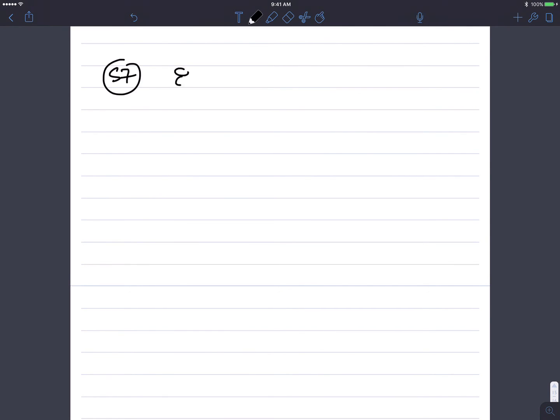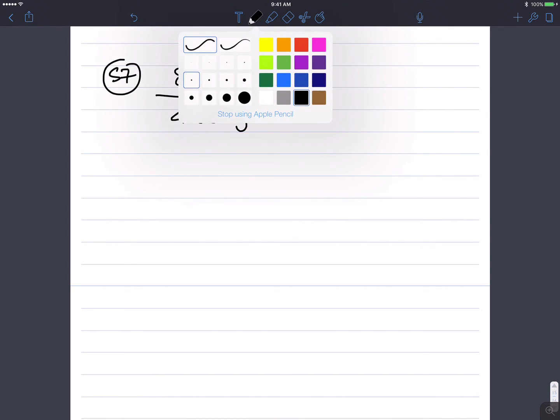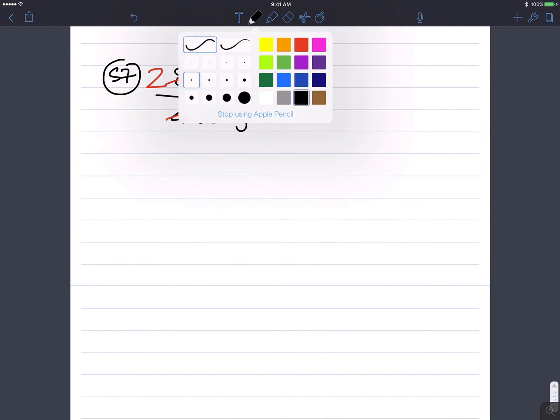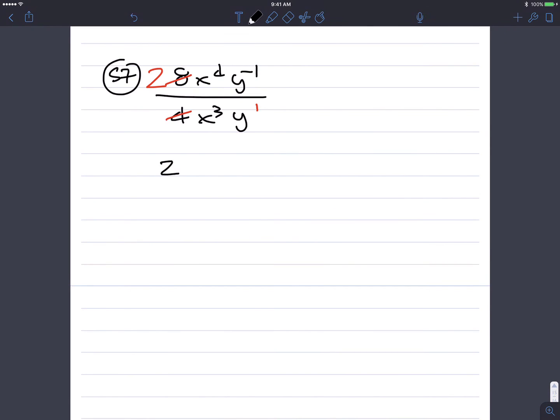Where we have 8x to the 4th, y to the negative 1st power, over 4x cubed y. Don't forget a couple of things. That 8 divided by 4 is 2, and this y has the power 1. So I'm going to have 2x to the 4 minus 3 power, y to the negative 1 minus 1 power.